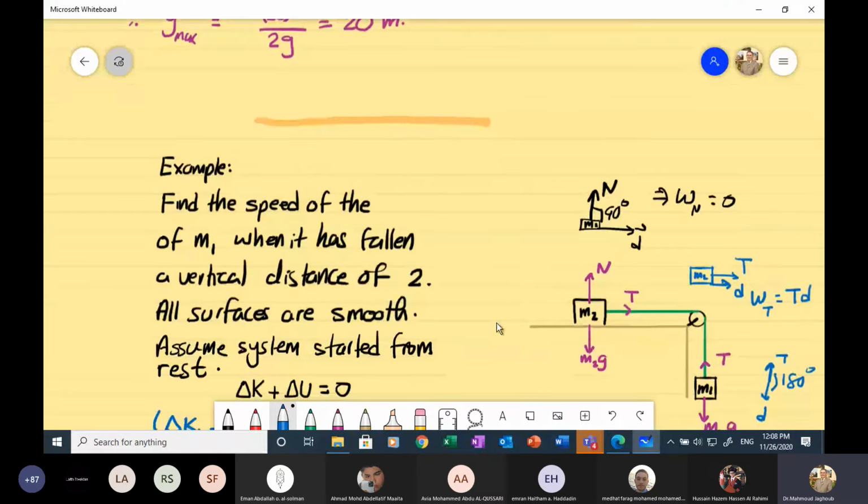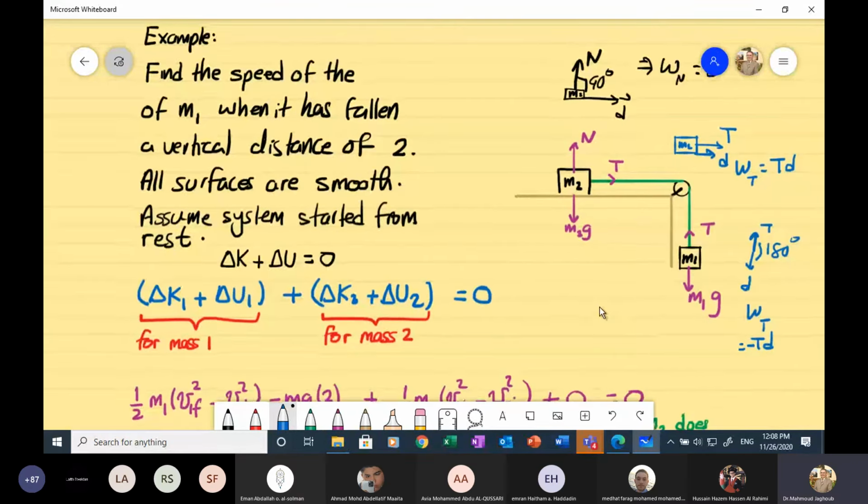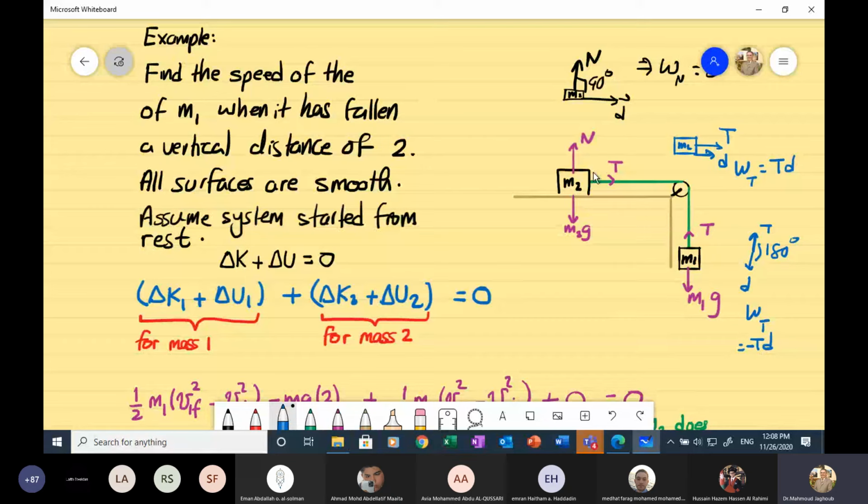Let me take another example. Remember, we did this type of question. We used to ask for the acceleration of the system and the tension in the wires. Now he's asking the following. Find the speed of mass m1, which is this one, when it has fallen a vertical distance of 2 meters. يعني أوجد سرعة m1 بعد أن تسقط مسافة كم؟ 2 متر. This goes down by 2 meters, and this goes to the right by 2 meters.